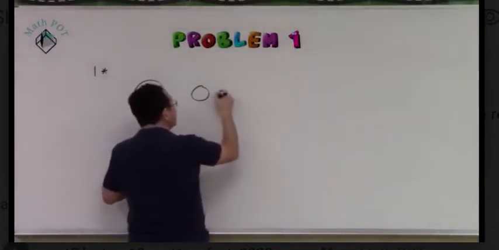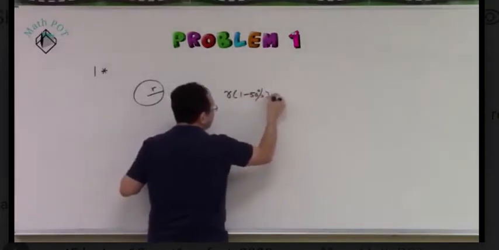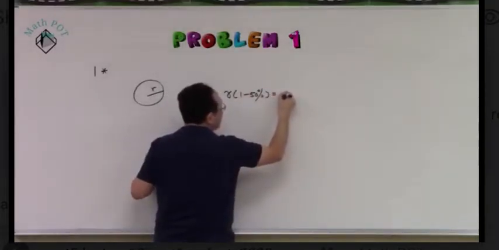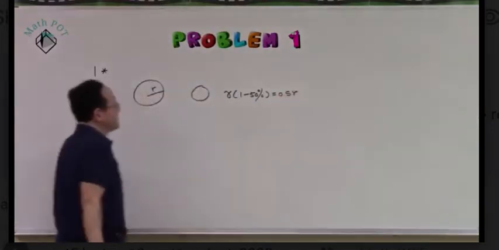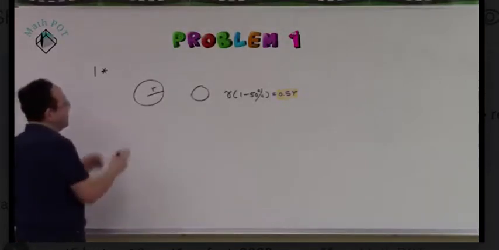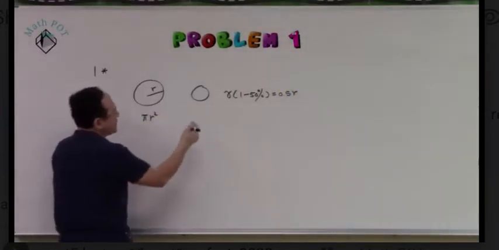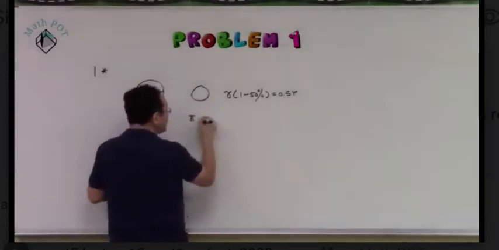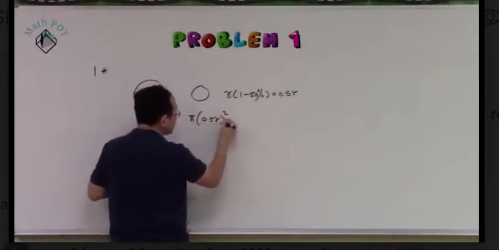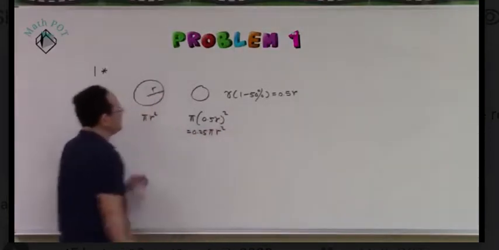The new radius is R multiplied by 1 minus 50%. It's very clear, it gives us half R. You can write this as 0.5 R. So the new radius is 0.5 R. The older area is pi R squared. For the new one, it's pi times the new radius squared, 0.5 R, everything gets squared. Simplified, that's 0.25 pi R squared.